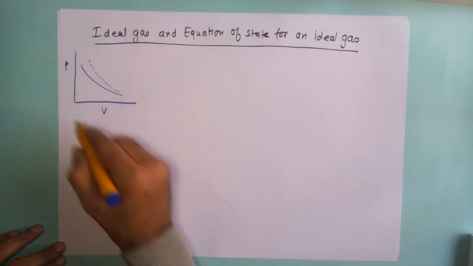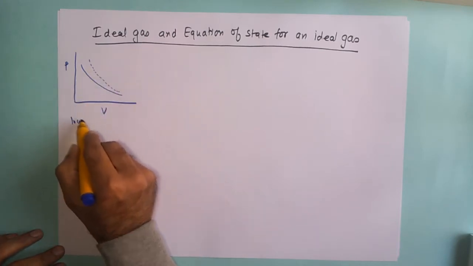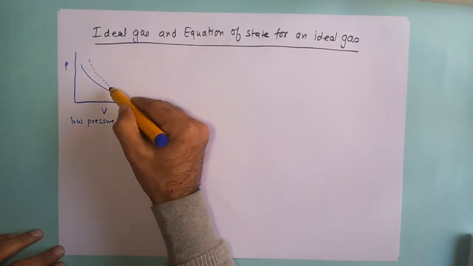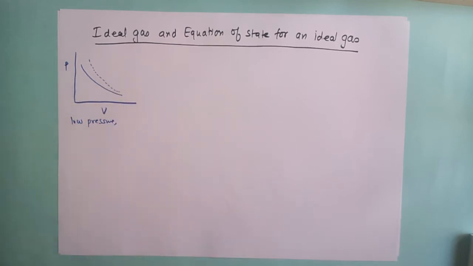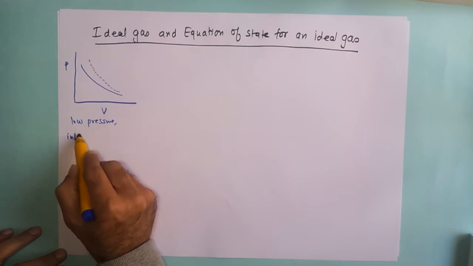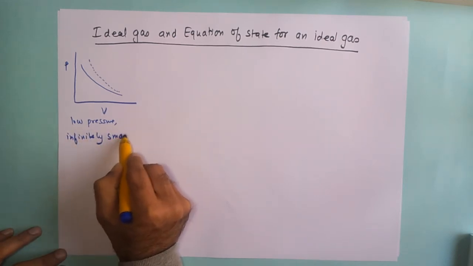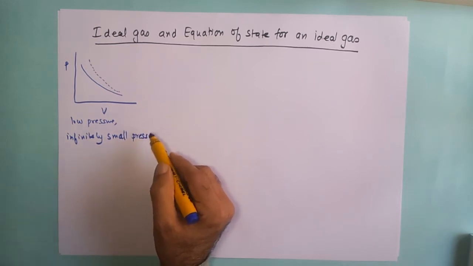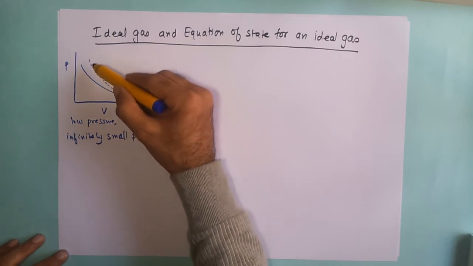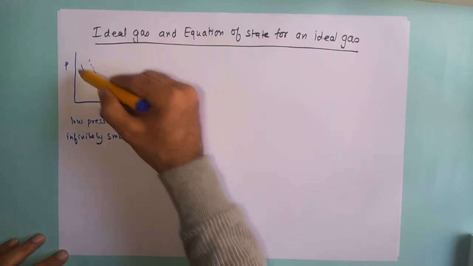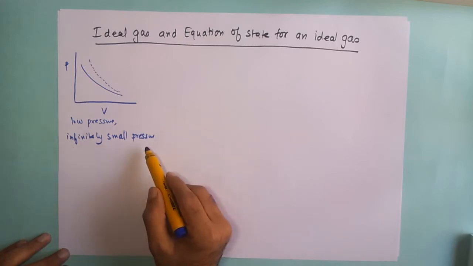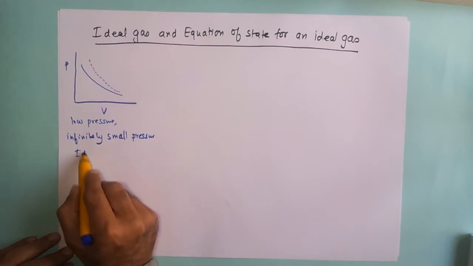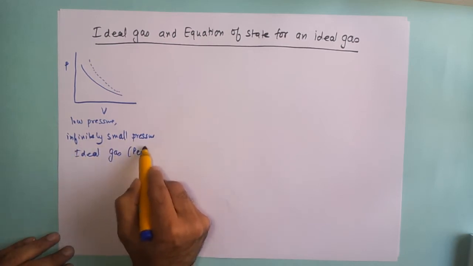And based on that, we concluded that at low pressure, gases obey gas laws more closely. Therefore we can imagine infinitely small or low pressure. At this very low pressure, what will probably happen is that this dotted line will nearly match this particular line. Therefore we can say that the gas will obey gas equations like Boyle's law, Charles' law, and law of pressure. And such a gas, which is at infinitely small pressure and which obeys gas laws, is known as an ideal gas or perfect gas.